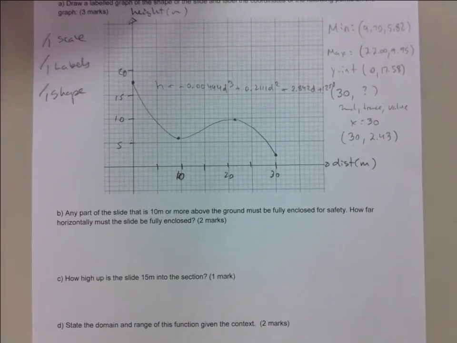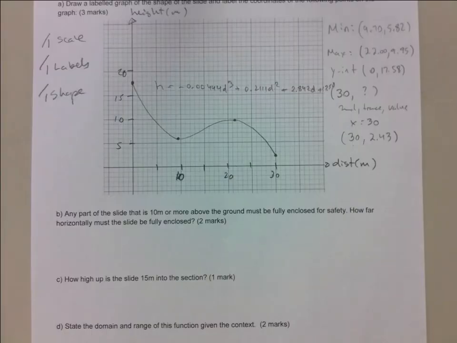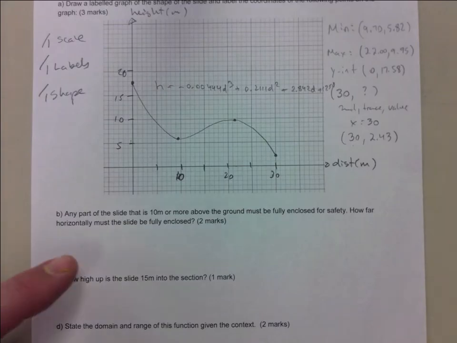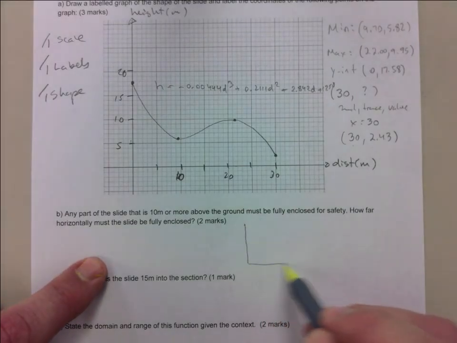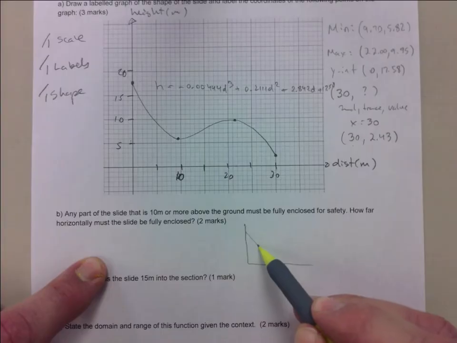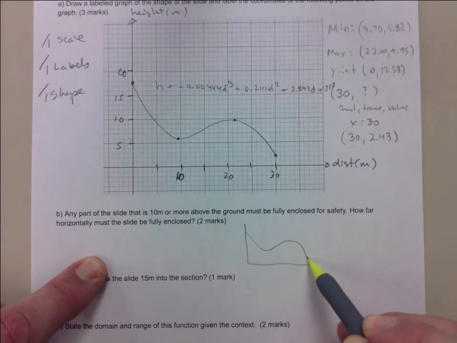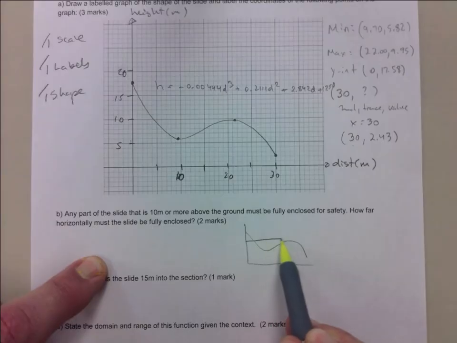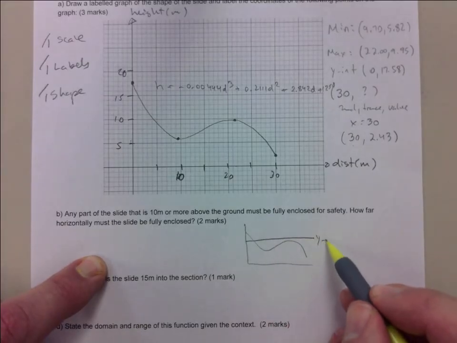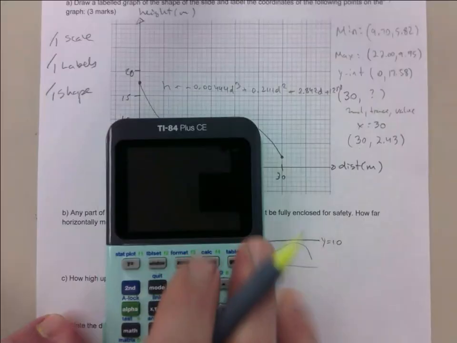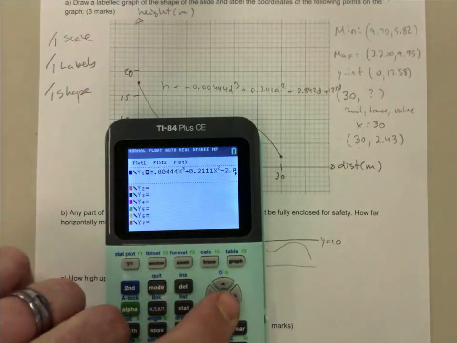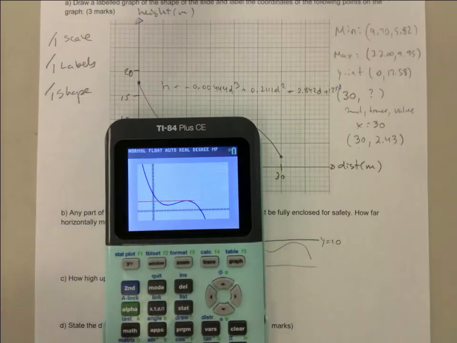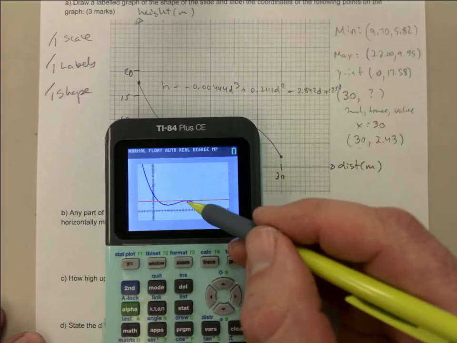Any part of the slide 10 or more meters above the ground must be fully enclosed. How far horizontally must the slide be enclosed? So again, this is just a sketch, right? You draw your 10-meter line. It goes like this. Okay, let's do that. Y2 is 10. Does it hit here? I'm not sure.